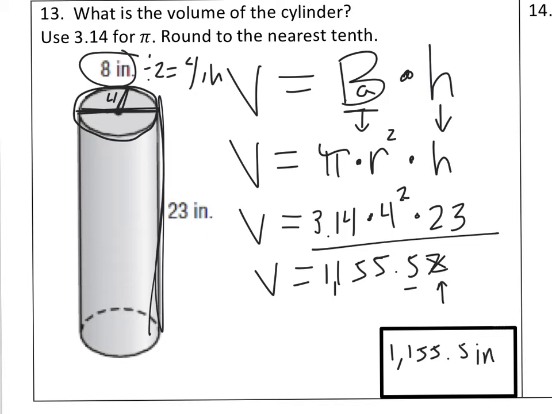That's inches to the 3rd power. Why? Because we're talking volume. And volume is measured in cubes. So we use a 3 to represent 3 dimensions of the cube. All right, let's look at number 14.